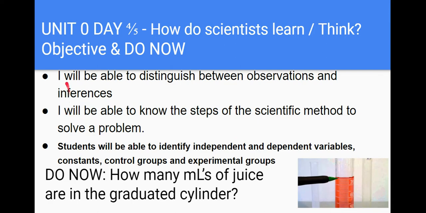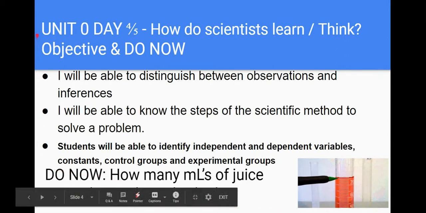So normally I will have a do now for you. You don't need to worry about the do now here, just because, again, we're not together. I do want you, however, to write down the objectives.